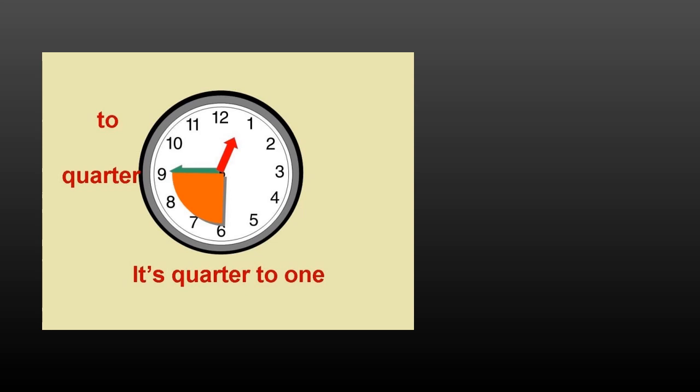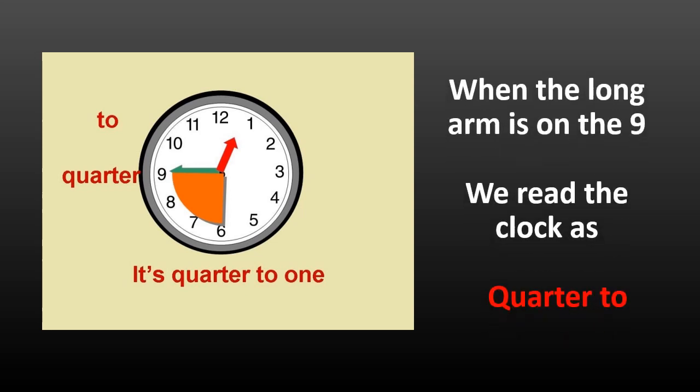Okay. Now the long arm moved a little and stops at 9. Here we have the long arm on the 9 and the short arm is between the 12 and 1. But it is nearer to the 1. This means that we still have 15 minutes to be just right 1 o'clock. So we say quarter to 1.